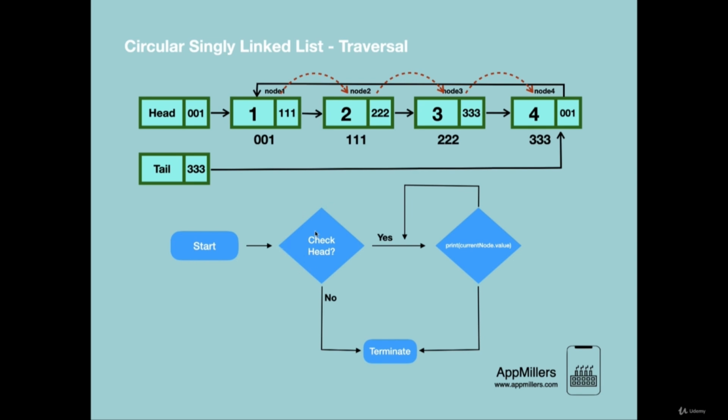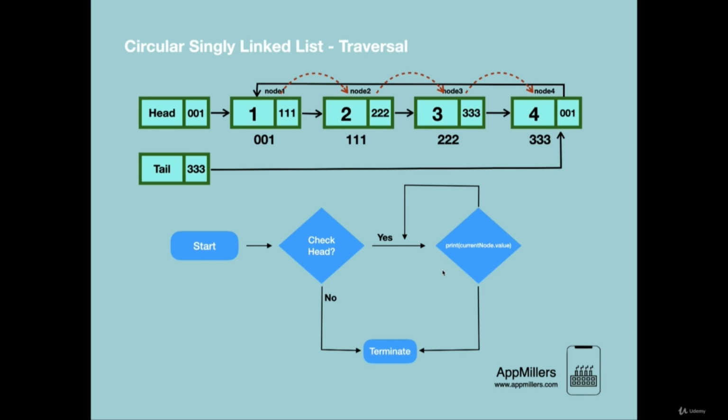So here the first step is we are checking the head. If head exists, it means that we have elements in the circular single linked list. Then we are continuing to loop through circular single linked list and print its value. Otherwise, if head does not exist, we terminate our algorithm. So this loop continues until we reach the last node. When we reach the last node, we terminate our loop and traversal of circular single linked list is completed.